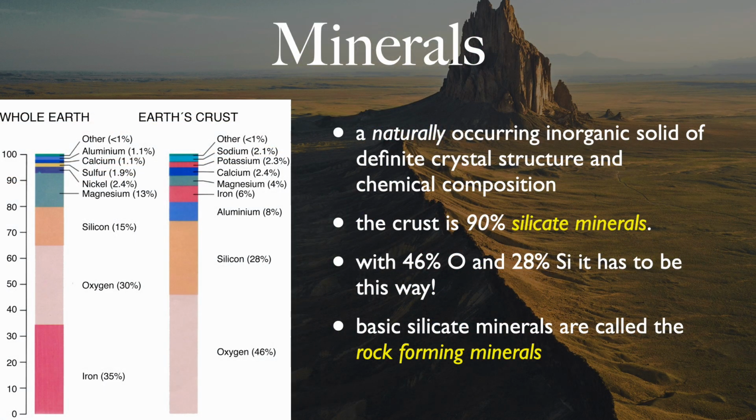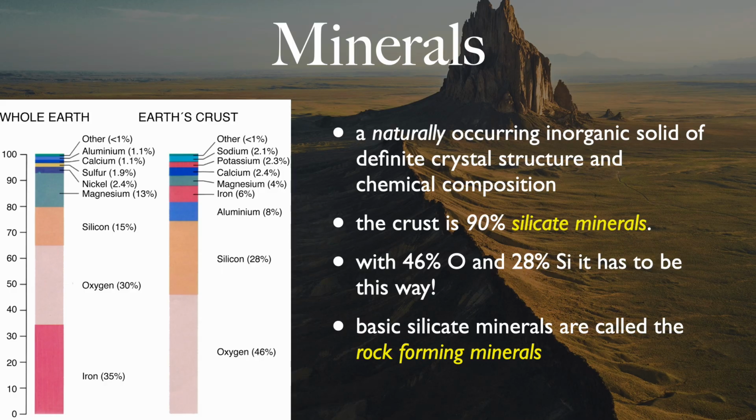So here on the left, we have a comparison of the compositions of our whole Earth as an aggregate altogether versus just the Earth's crust, right? The Earth's crust is made up of rocks, which are made up of minerals. And minerals, again, are naturally occurring inorganic solids of a definite crystal structure and chemical composition. And 90% of the Earth's crust is made of silicate minerals.